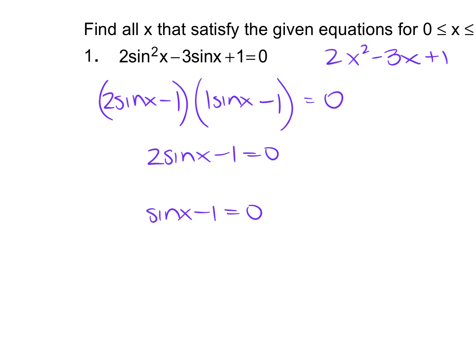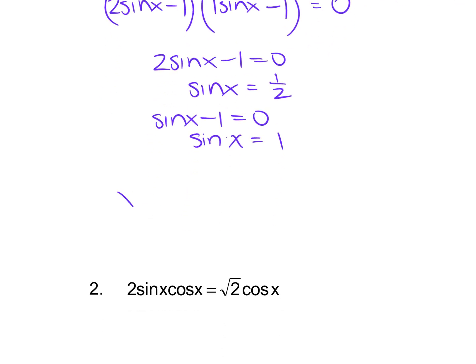So the first one, let's just worry about the first one first. If I want to get sine by itself, what do I have to do? Add 1 and divide by 2. So this piece is asking me, where is sine equal to 1/2? The other piece is going to be asking me, where is sine equal to 1? We're just going to lump all of those answers together, okay? So let's first worry about where is sine equal to 1/2.